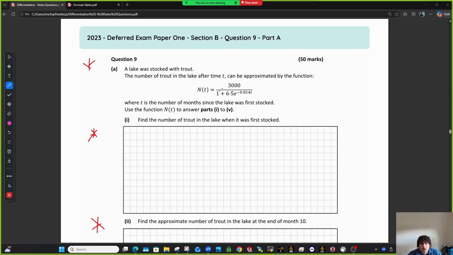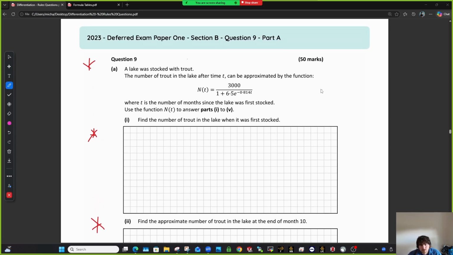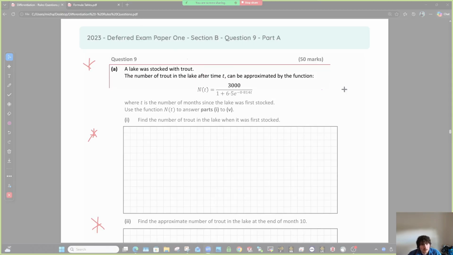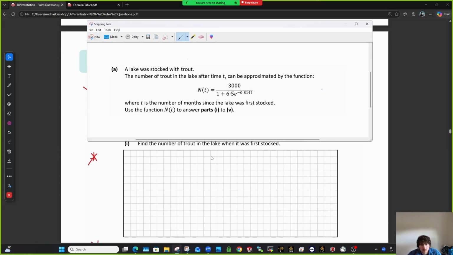So there's some function here. Obviously pause the video and do the parts as we go along. And what I'll do, like I did previously in part 1, is take a snip of the question and keep it coming. So part 1 here is find the number of trout in the lake when it was first stocked. If you've done enough past paper questions, you see this kind of thing repeating all the time. That's just basically put in 0. When it's first stocked is when time is 0.